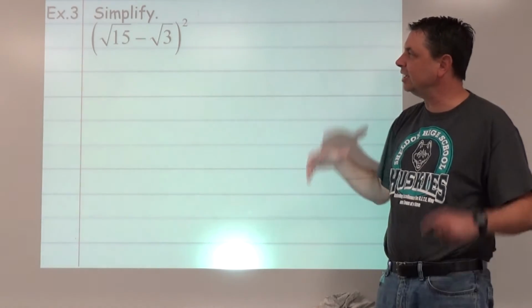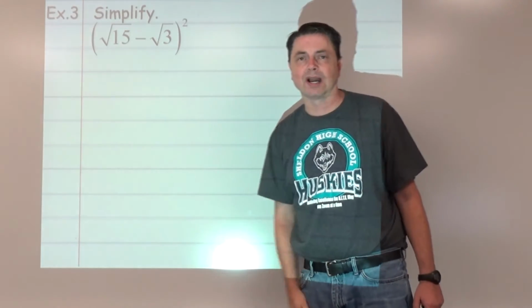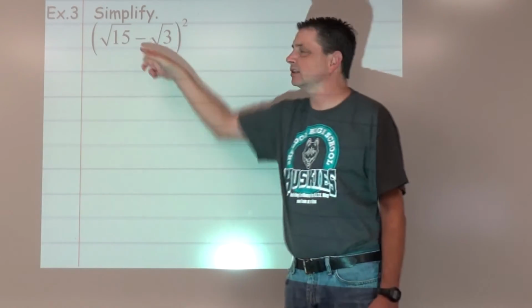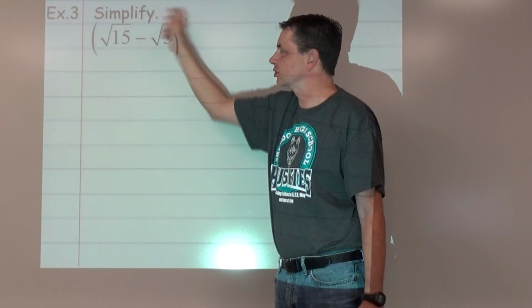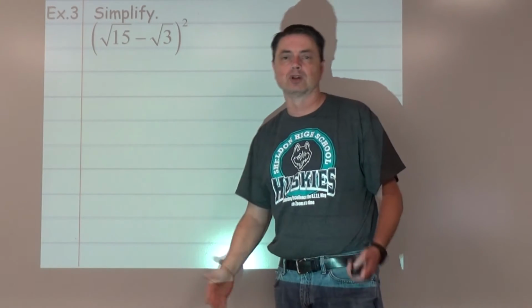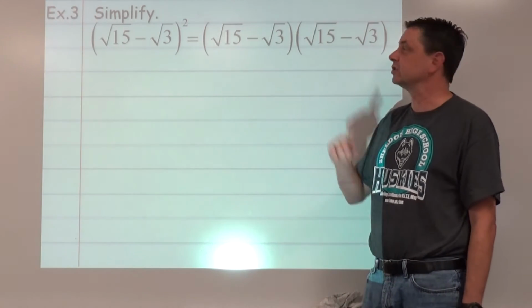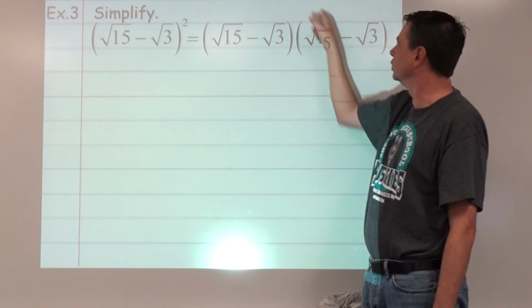Example number 3, multiply or square an expression that's got the two radicals. Once again, because it's subtraction, we're not allowed to just distribute. We have to actually do the squaring, which means to multiply by itself. So now let's do the distributing. Multiply there.